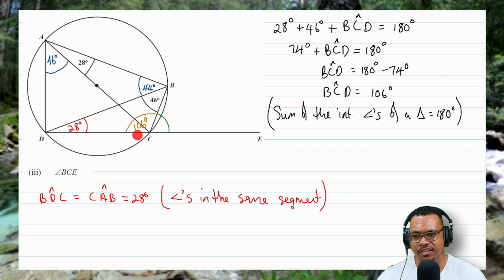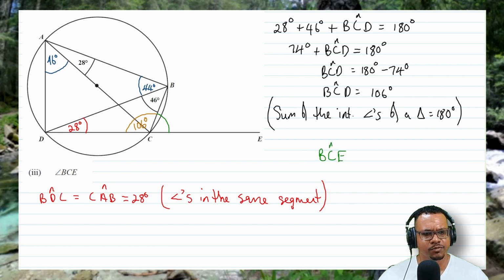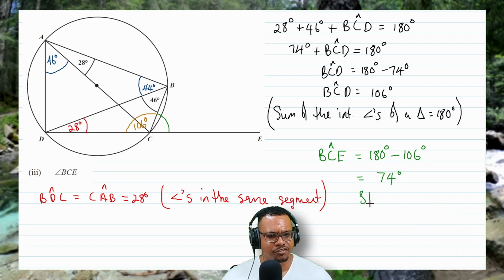So now here we have a straight line, which is a straight angle. So 106 plus this angle here in green, which is angle BCE, would be equal to 180 degrees. So angle BCE, which is what they want us to find, is equal to 180 take away 106, which is equal to 74 degrees. And my reason would just be a straight angle.